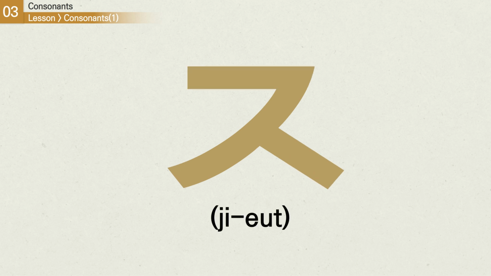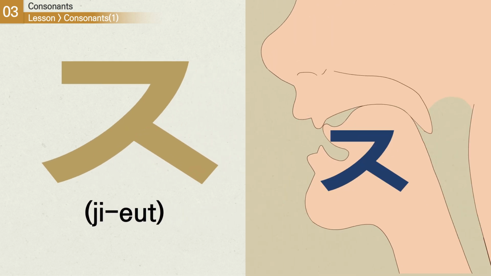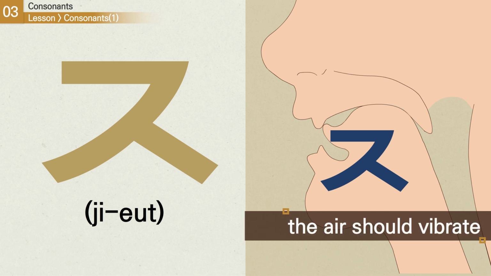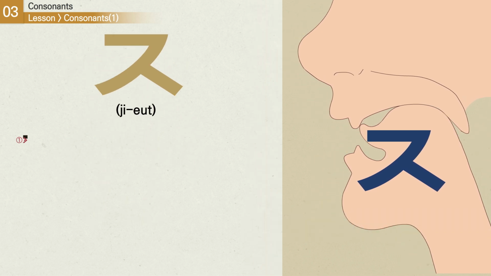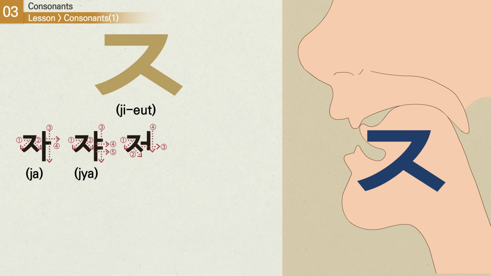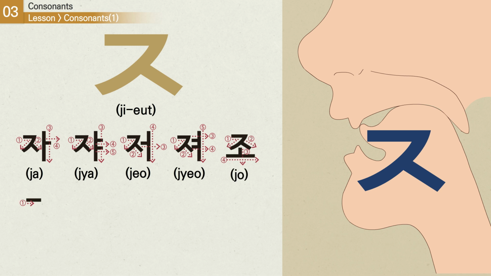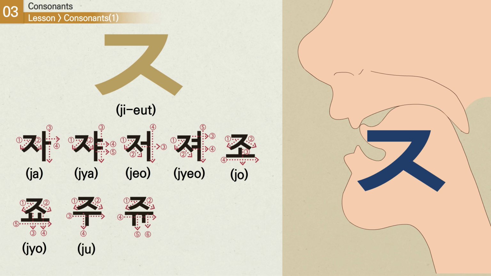Next is the character jieut, which you can make by adding one extra stroke to 시옷. Like 시옷, the jieut sound is made by pushing air through your teeth. But when we pronounce jieut, the air should vibrate. Listen carefully. 자, 쟈, 저, 져, 조, 죠, 주, 쥬, 즈, 지.